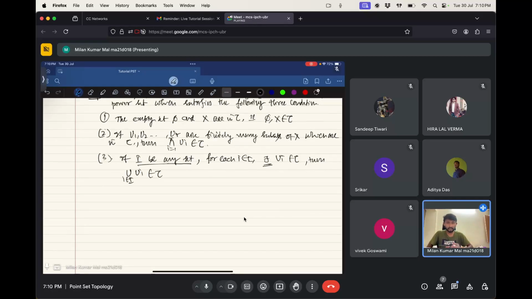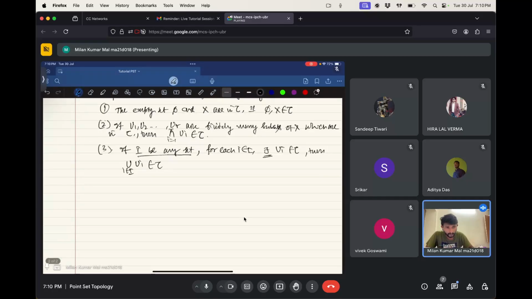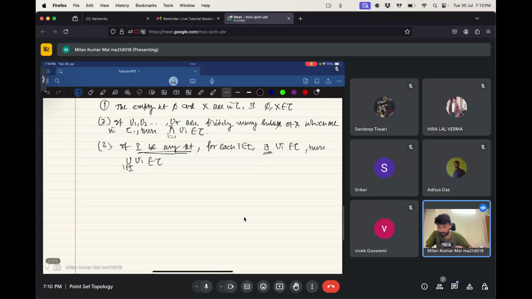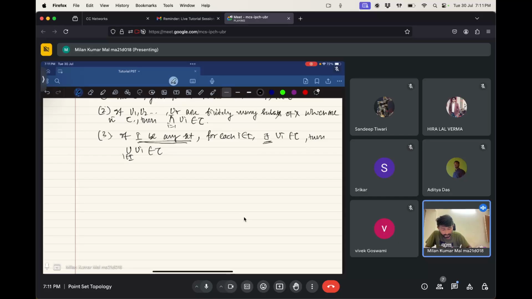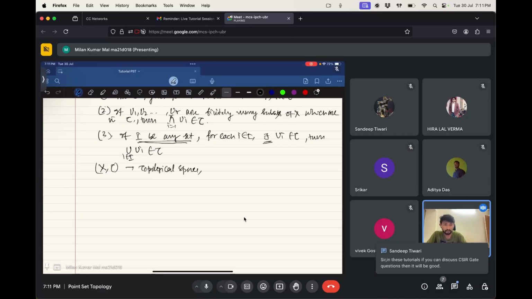This indexing set can be the natural numbers like 1, 2, 3, continuing to infinity. Someone asked about infinity, but infinity is just a symbol. It is not a natural number or an integer. The index set can be countably infinite or uncountably infinite, it doesn't matter, but the union should belong to tau. This is the definition of tau. And in general, (X, tau) is called a topological space.